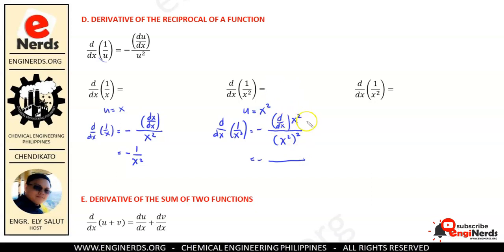So this is the derivative of a power. So we bring down the exponent, and then copy the base of the exponent, and then we will subtract our exponent by 1, and then take the derivative of the base of the exponent, so dx over dx. And then we have here x squared squared, so we have x to the fourth. So that means we will have here negative 2x over x to the fourth, which is also equal to negative 2 over x cubed, right?